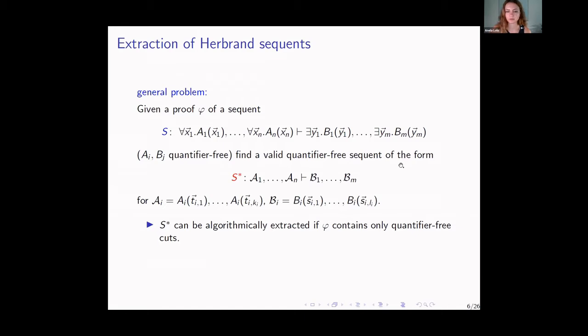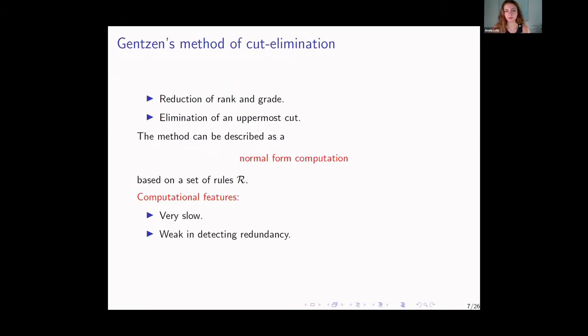And this is why we need cut elimination. So one method to eliminate cuts is, of course, Gentzen's method or any other reductive cut elimination method, which can be described as a normal form computation based on some sets of rules. Gentzen eliminates cuts by the reduction of rank and grade by always eliminating the uppermost cut. But the computational features are that this method is usually very slow and usually very weak in detecting redundancies.